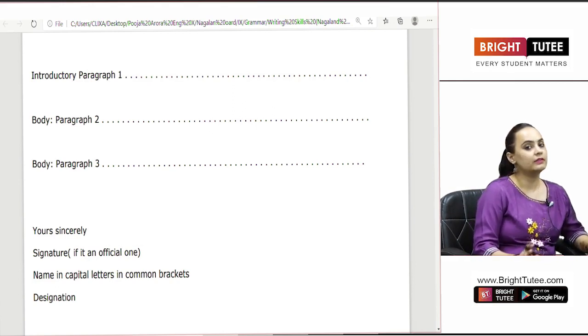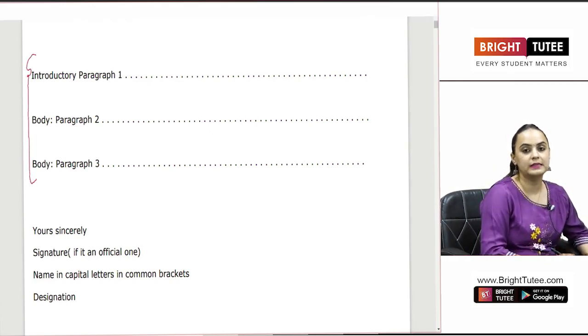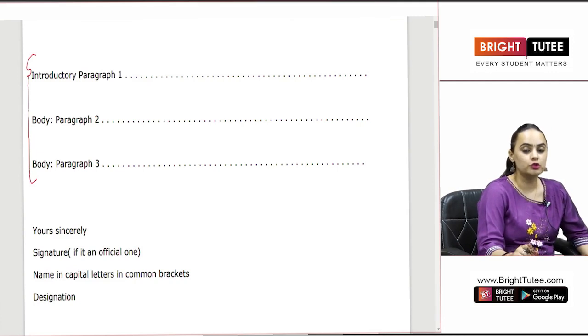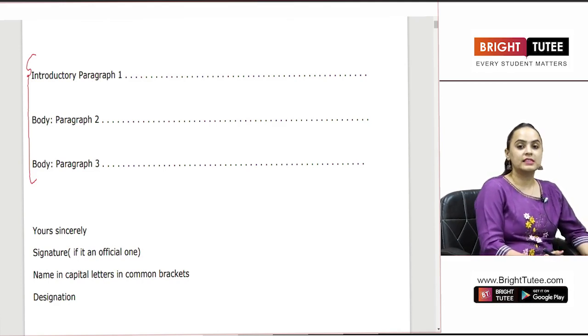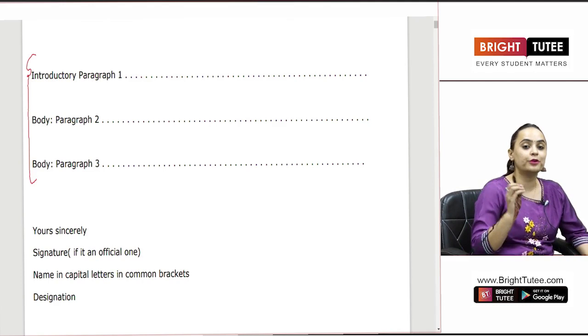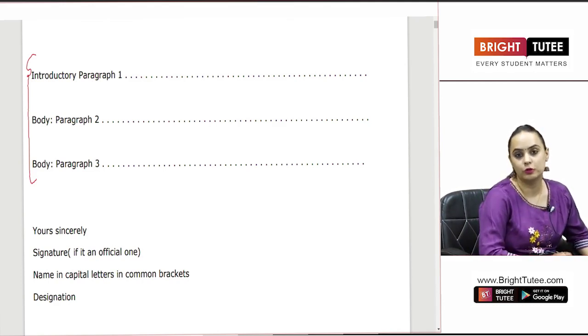Then, without leaving any line, in 3 paragraphs we start and complete our letter. First is the introductory paragraph wherein you mention the reason why you are writing the letter. You tell something about your own self and the primary objective, the primary purpose of you writing this letter.